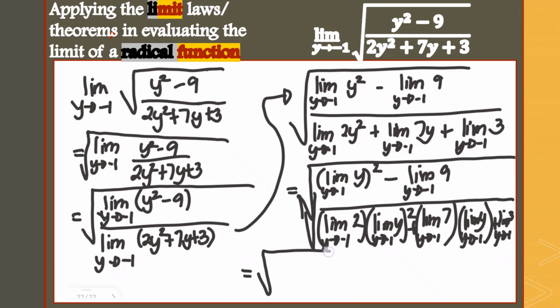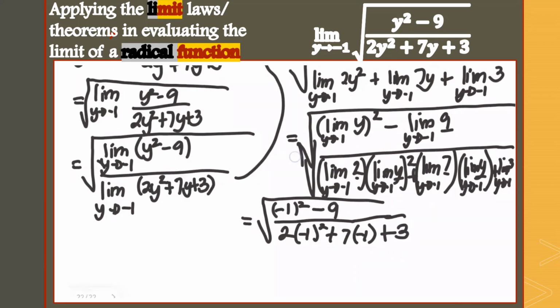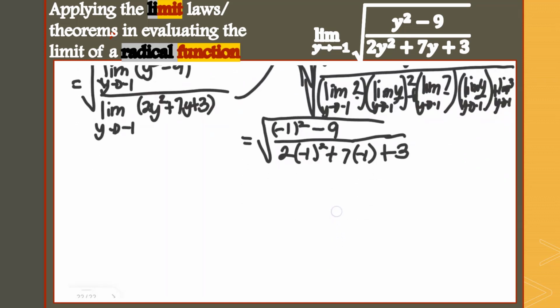Then we can now break all of them. You have -1 squared minus the limit of the constant, which is the constant itself, over the limit of the constant, which is the constant itself, times the limit of the identity, which is -1 squared, plus the limit of the constant 7, times the limit of the identity, which is the value of c, plus the limit of the constant 3, which is just 3. I still have space here at the bottom, so let me move it here.